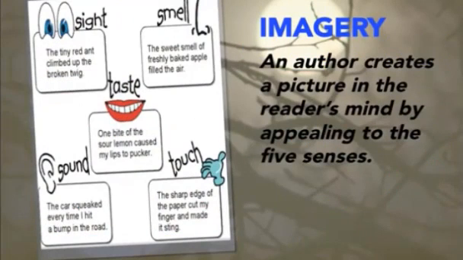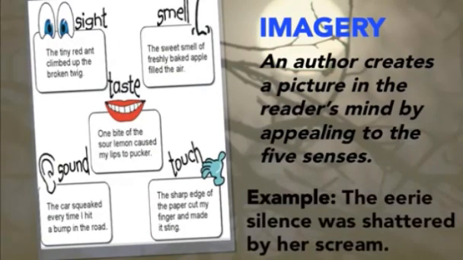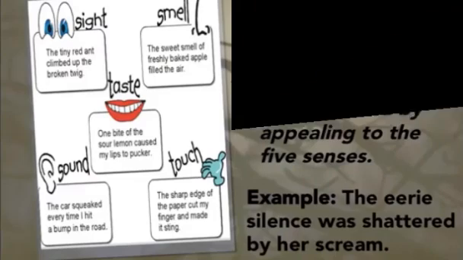One more element is imagery, which is when the author creates a picture in the reader's mind by appealing to the five senses. An example: the eerie silence was shattered by her scream. So appealing to the senses helps create that kind of mental picture in the reader's mind, which makes the story come alive.